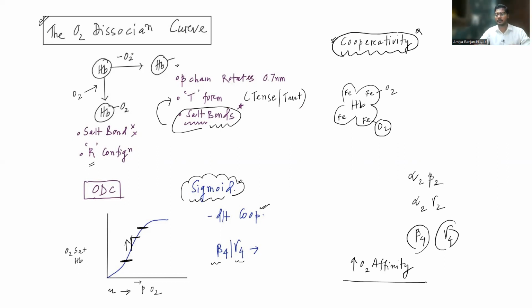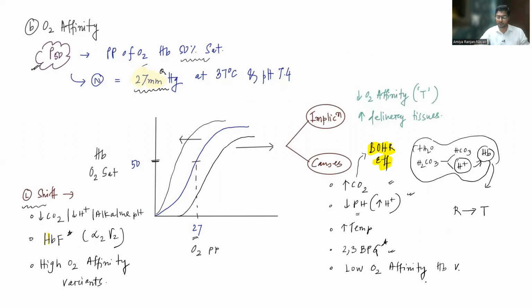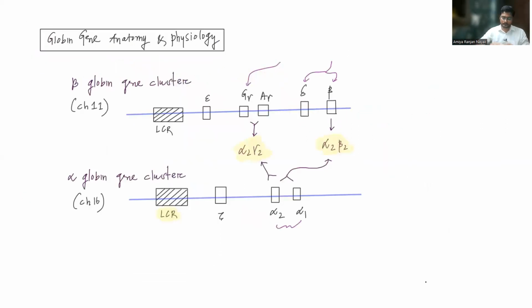Now we'll study about the globin chains. What are the various globin chains and what are the various hemoglobins that we have? We'll start with the globin gene anatomy and features. First, we'll understand what the globin genes are. There are two chromosomes that we have to remember. Chromosome 11 contains the beta globin gene cluster, and chromosome 16 contains the alpha globin gene cluster.